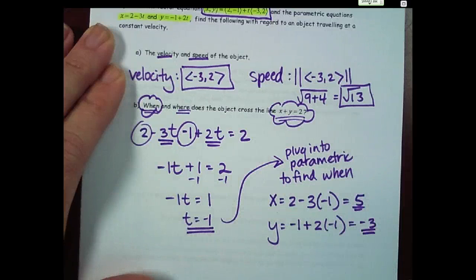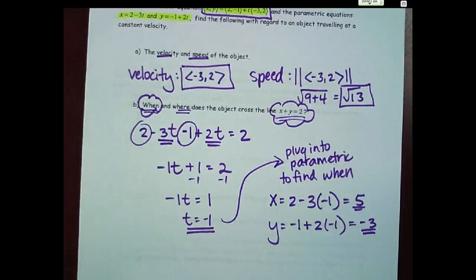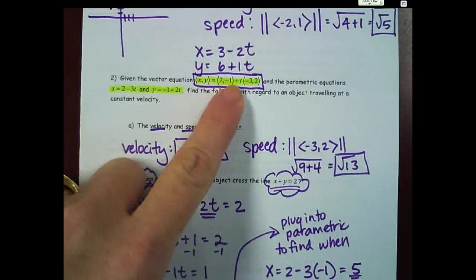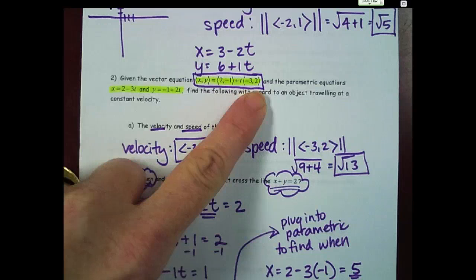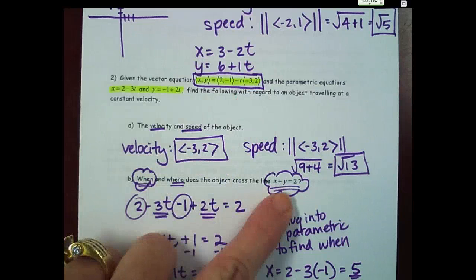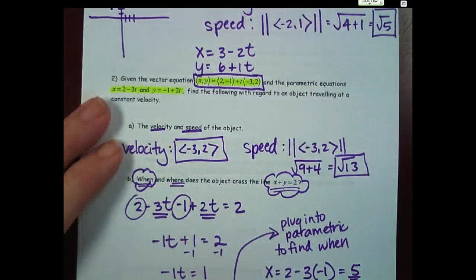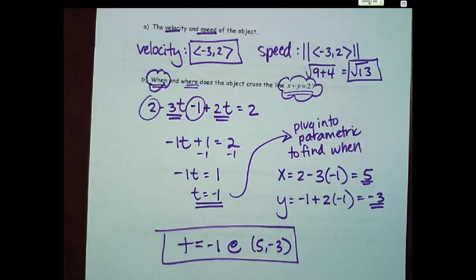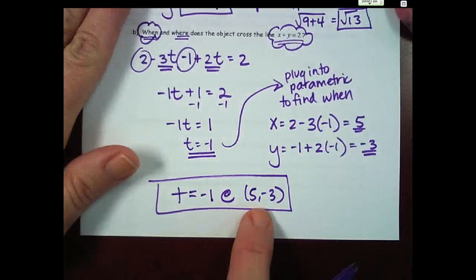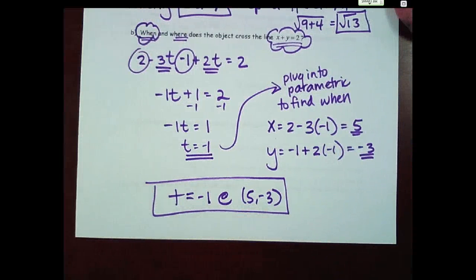So the way you write your answer is this: the boat traveling at this velocity right here, at this vector equation, starting at 2, -1, and traveling -3, 2, is going to intersect this x plus y equals 2 line at a time of -1 at the point 5, -3. At a time of -1 at the point 5, -3 is where the line intersects the ship.